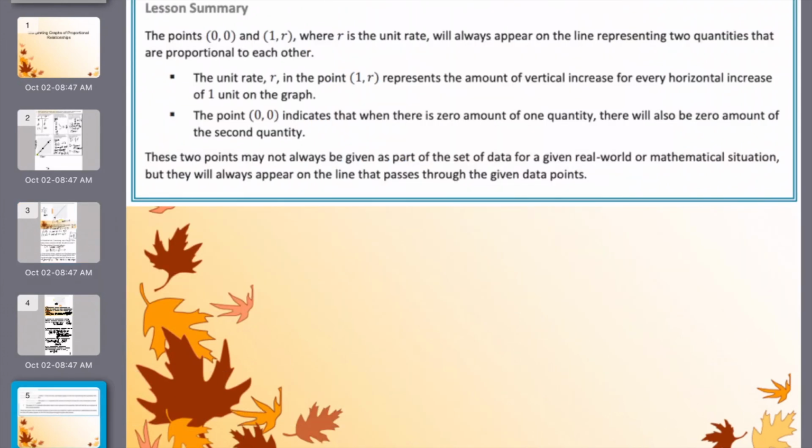Let's go to our summary page. So the lesson summary. The point 0, 0 and the point 1, r, where r is the unit rate, will always appear on the line representing two quantities that are proportional to each other. The unit rate r in the point 1, r represents the amount of vertical increase for every horizontal increase of 1 unit on the graph. The point 0, 0 indicates that when there is 0 amount of one quantity, there will also be 0 amount of the second quantity. These 2 points may not always be given as part of the set of data for a given real-world or mathematical situation, but they will always appear on the line that passes through the given data points.